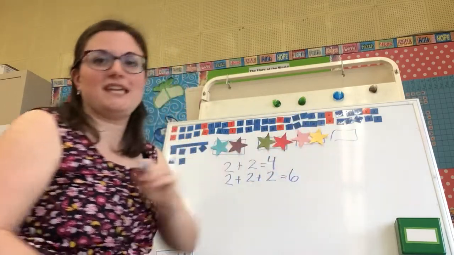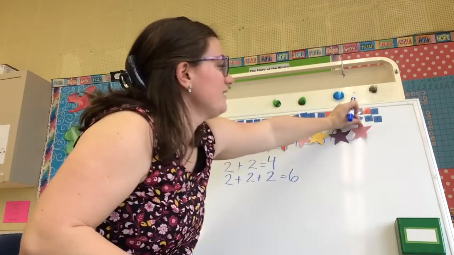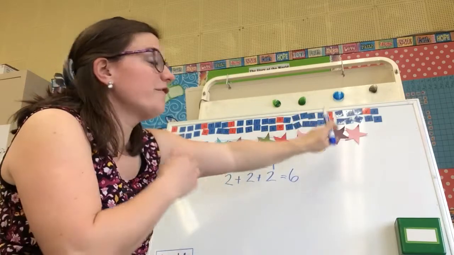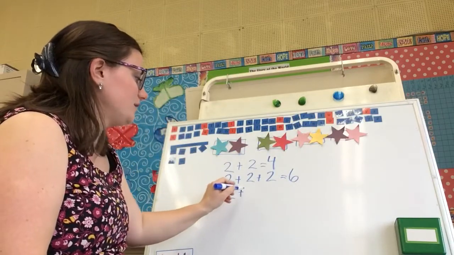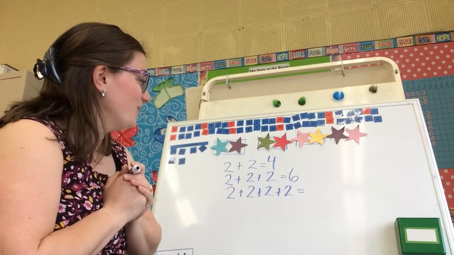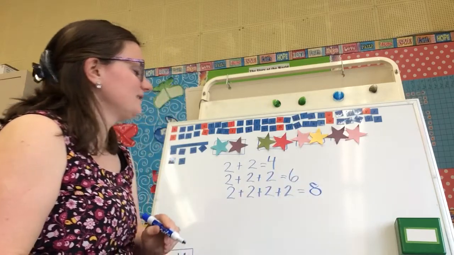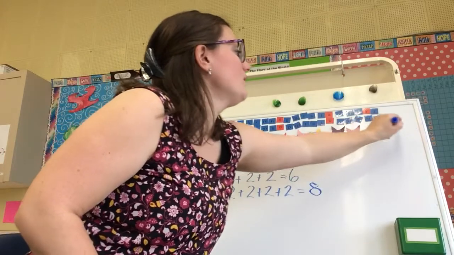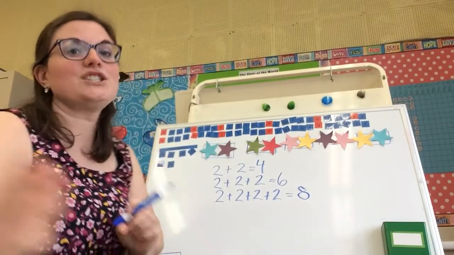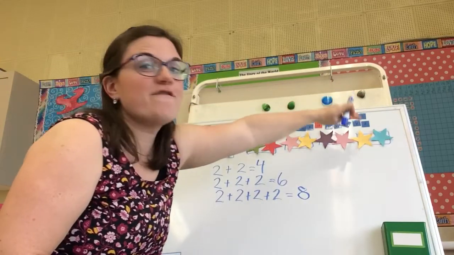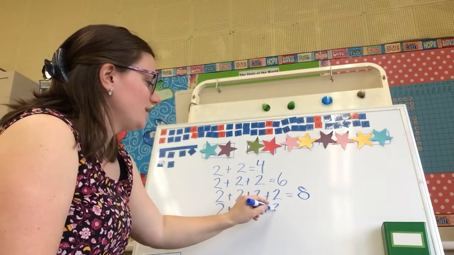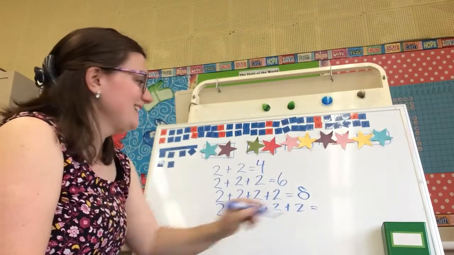And what if I put another group up here? And how many stars are in this group? There are 2. So we have 1, 2, 3, 4 groups now. So 4 groups of 2. So 2 plus 2 plus 2 plus 2. How many total stars would I have now? I would have 8, right? Okay. And if I have one more group, let's see how many stars I have in this group. I'll turn the camera a little bit, 2. So now I have 1, 2, 3, 4, 5 groups of 2. 2 plus 2 plus 2 plus 2 plus 2 equals 10.